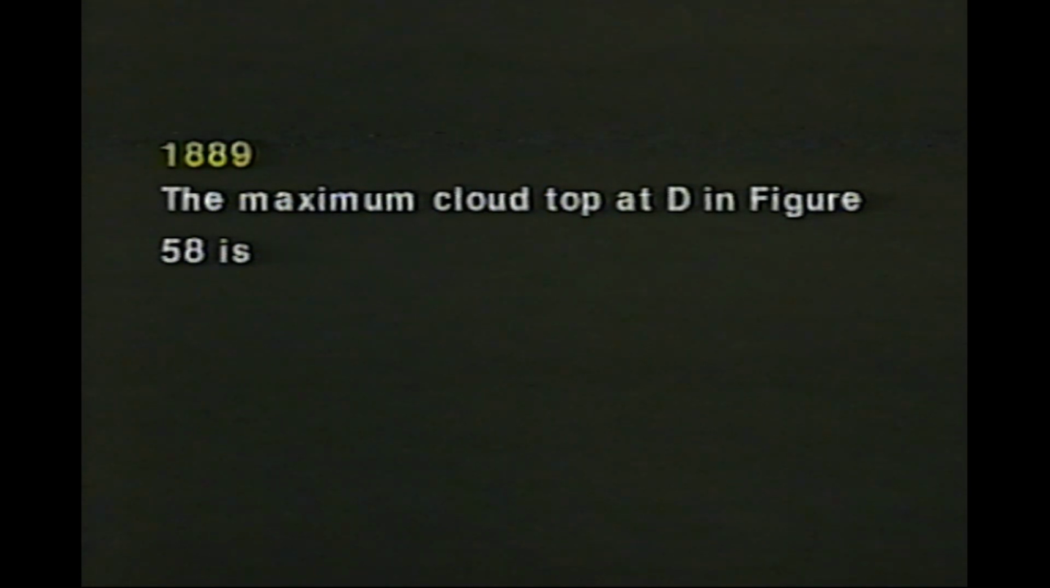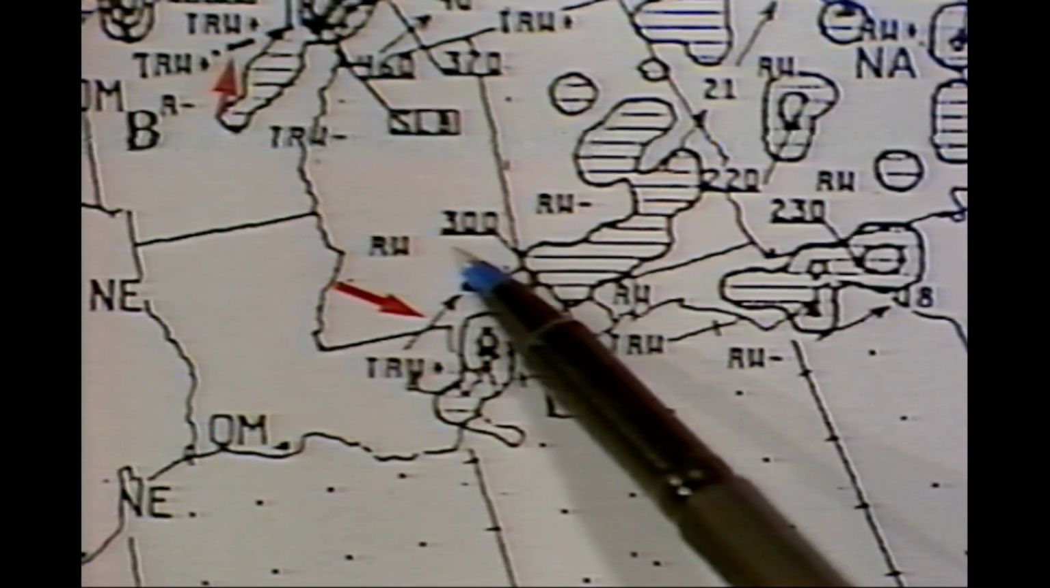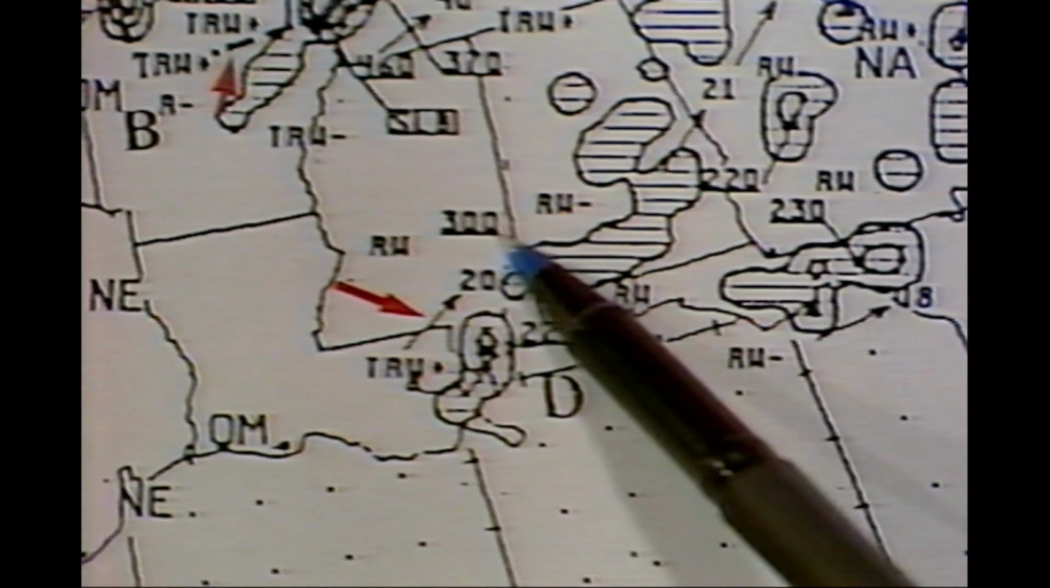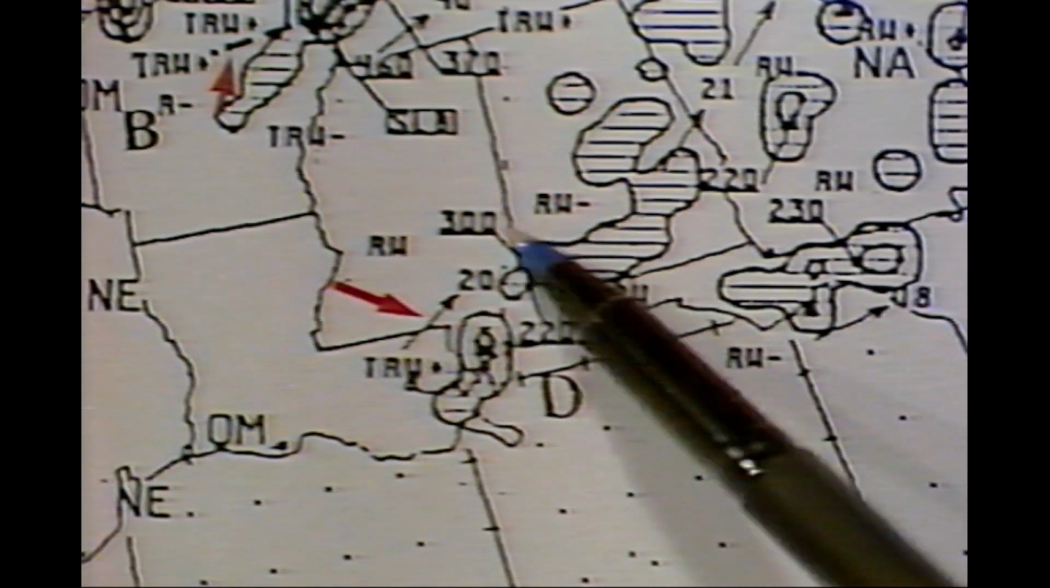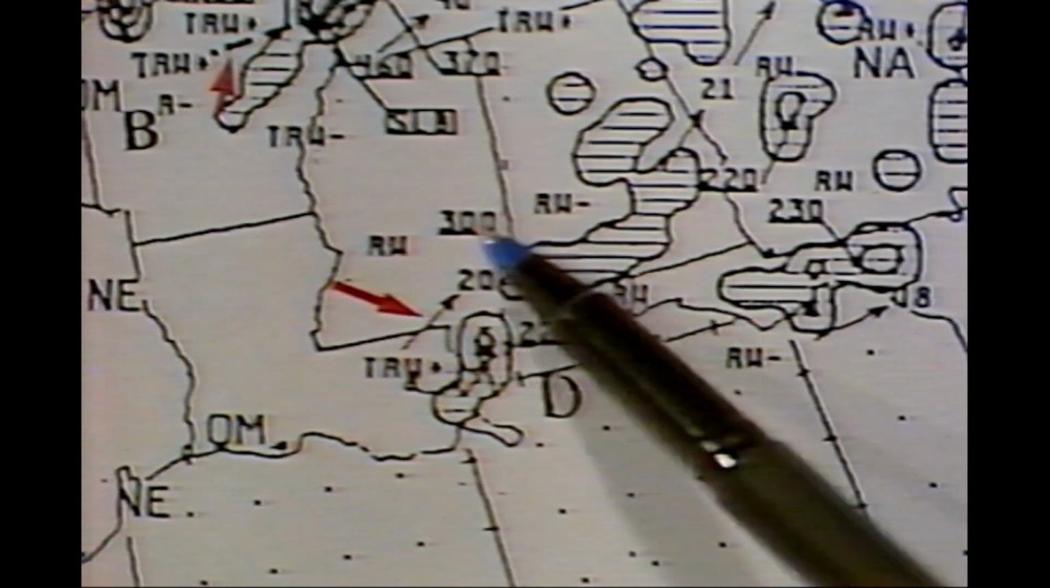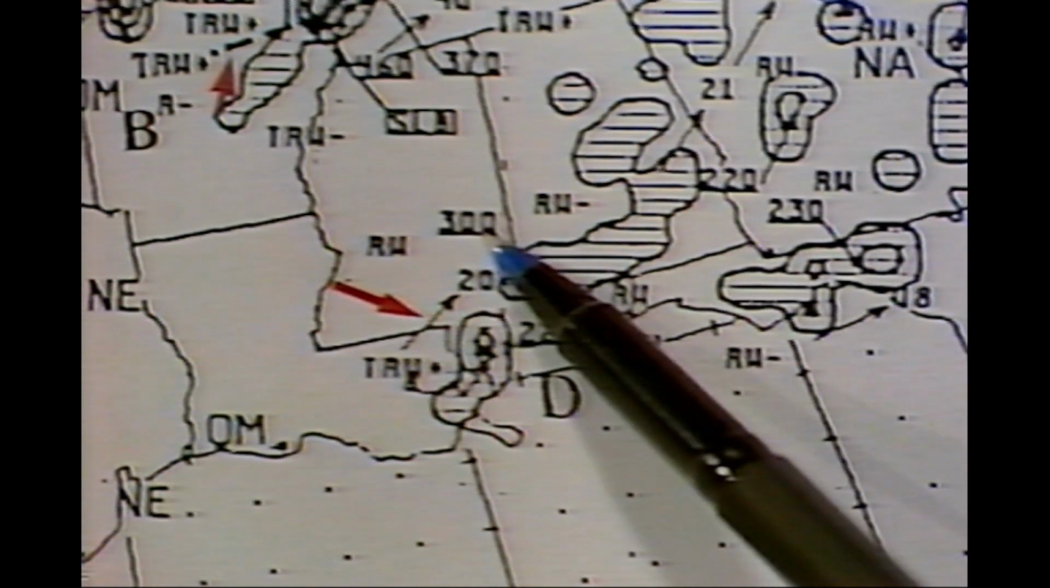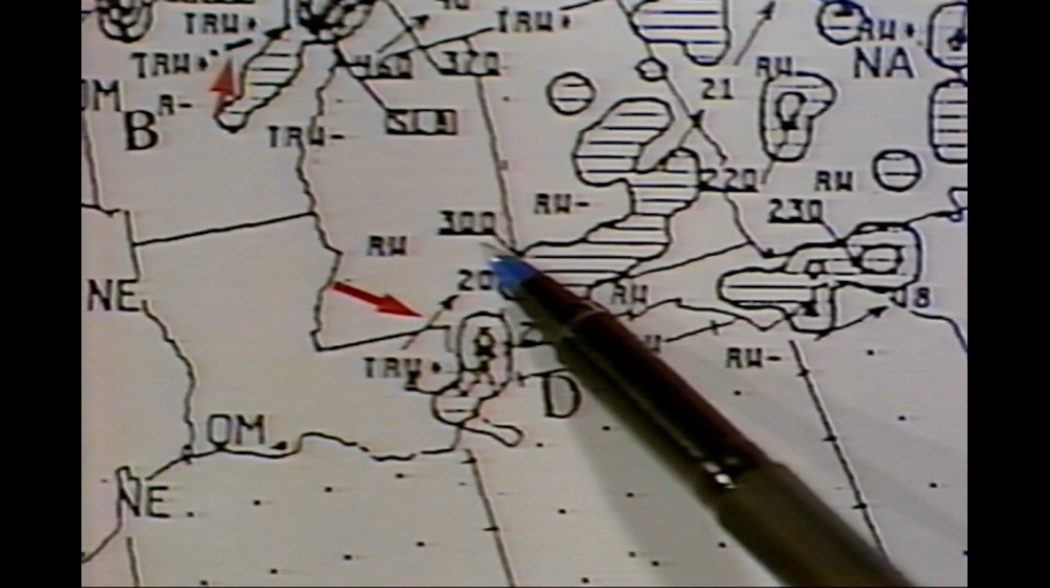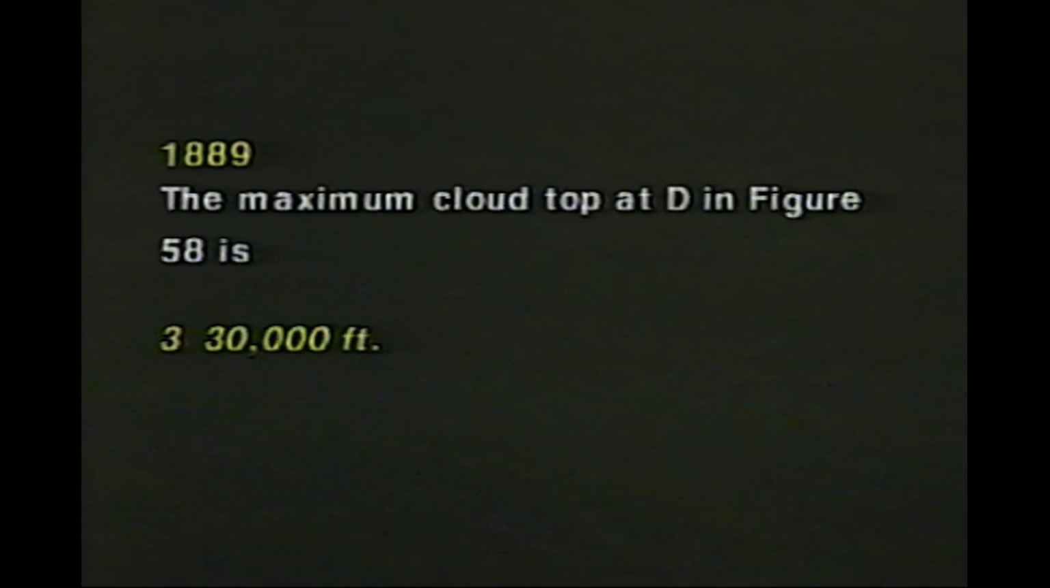Our last weather question is question 889. The maximum cloud top at D is? Well, we've already found D down by Louisiana. We need to find a symbol showing us the tops, and that's this 300 with a line underneath it and then the dash or the line going down to where the top was. So the tops right here are at 30,000 feet because you add 2 zeros. So it's answer number 3 for 30,000 feet.